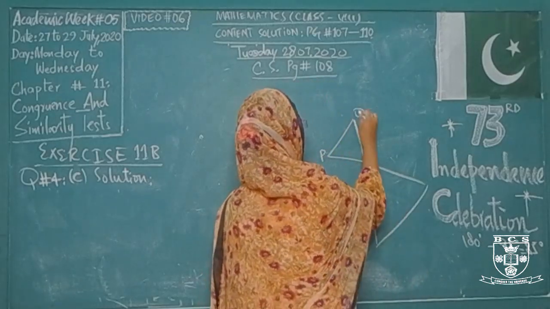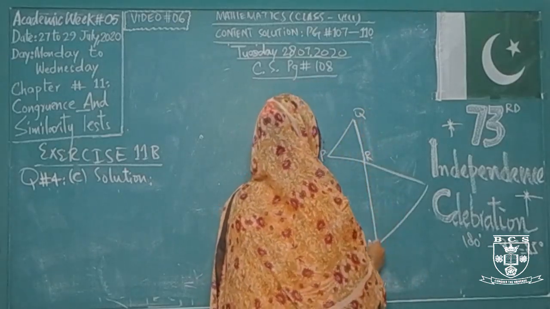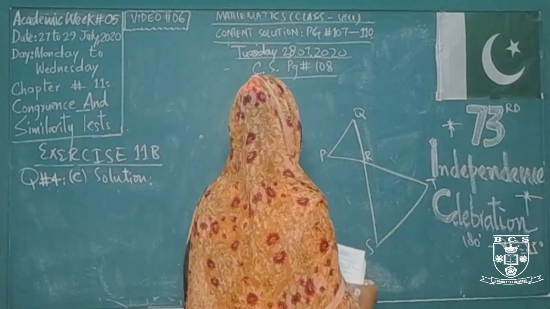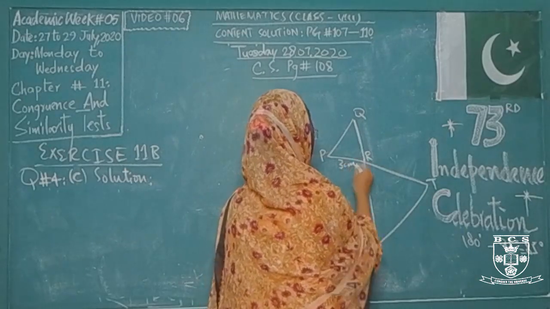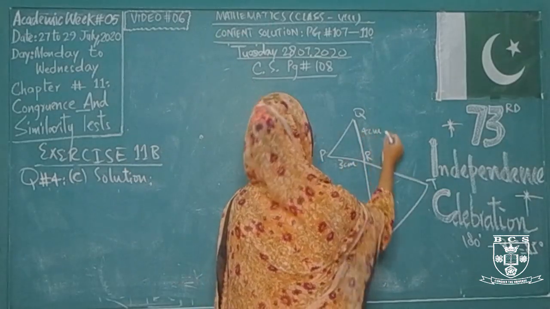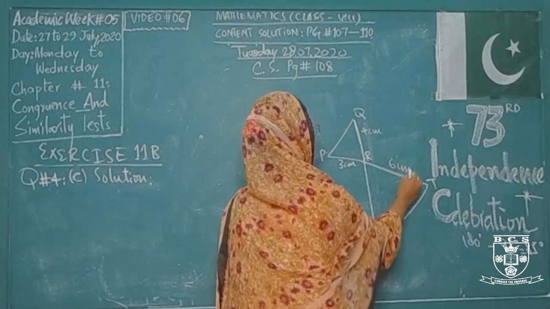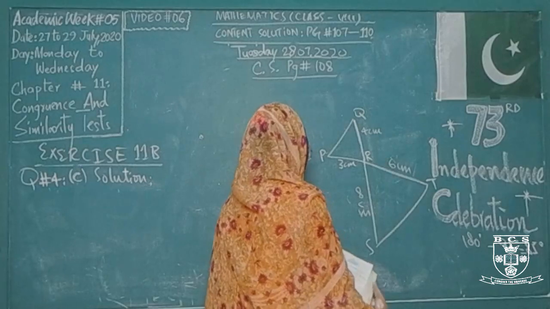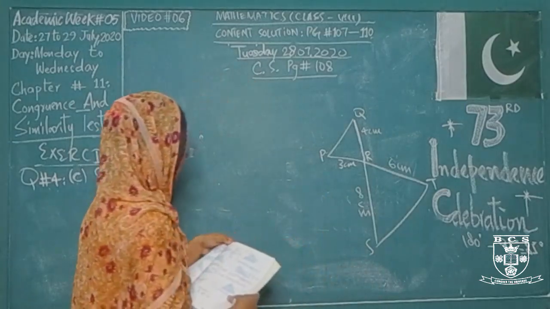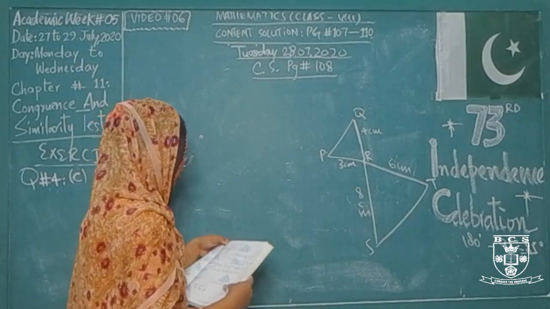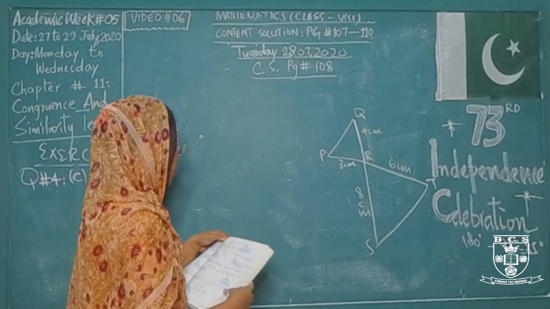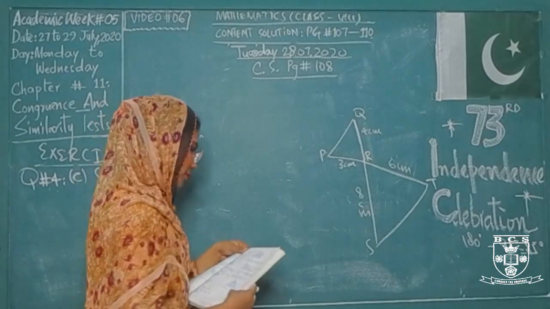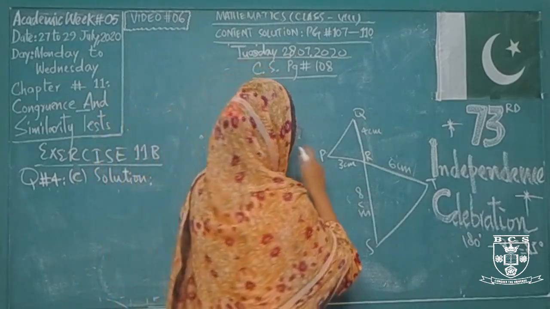P, Q, R, S, T. Okay, this side is given as 3 cm, this one is 4 centimeter, this is 6 centimeter, and this is 8 centimeter. The measurements of two different sides are given from each triangle. Here we are having triangle PQR, that is similar to triangle TSR.